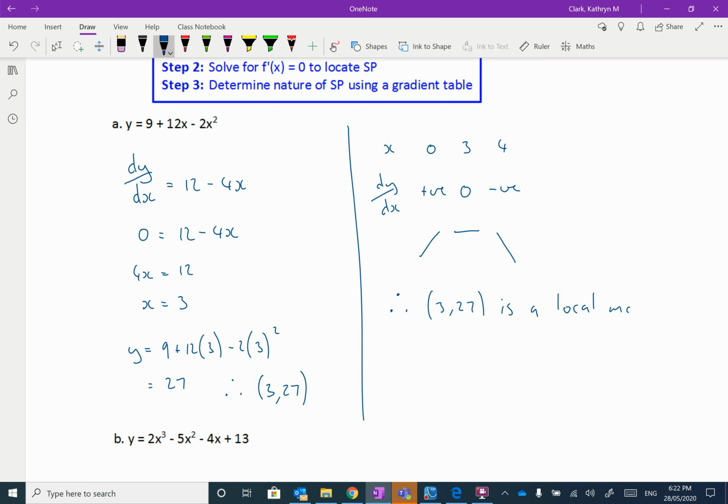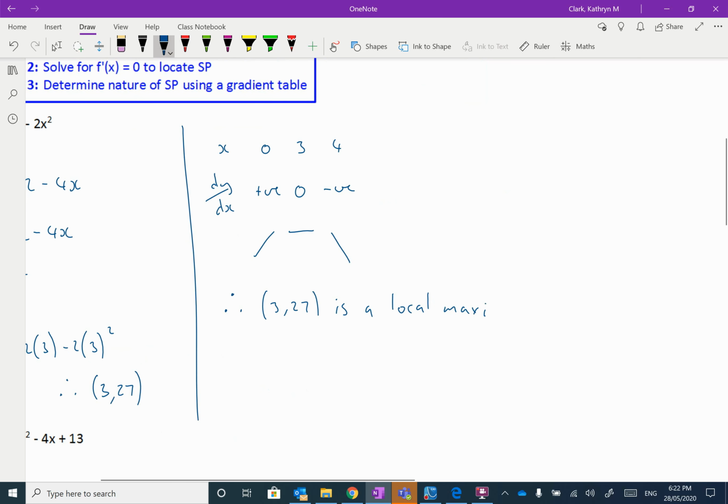And there's a couple of other shapes that you'll get. So this is our local max. We can also get that, which would be a local minimum, and then we can get a point of inflection or another point of inflection. So those are all the different shapes that our gradient table could take. So it's a positive point of inflection and a negative point of inflection.